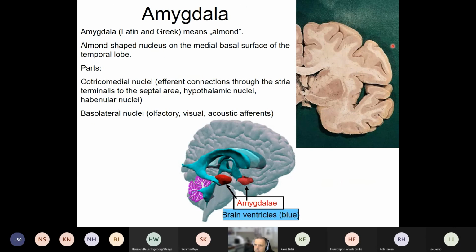The amygdala or amygdaloid body is situated in the temporal lobe. If I indicate here the lateral ventricle, at the tip of the temporal horn there is a cap-like shape of gray matter, which has a somewhat similar shape to an almond. Therefore, it's called amygdala or amygdaloid body. And in this frontal section, you can see this gray area here. This corresponds to the amygdaloid body.